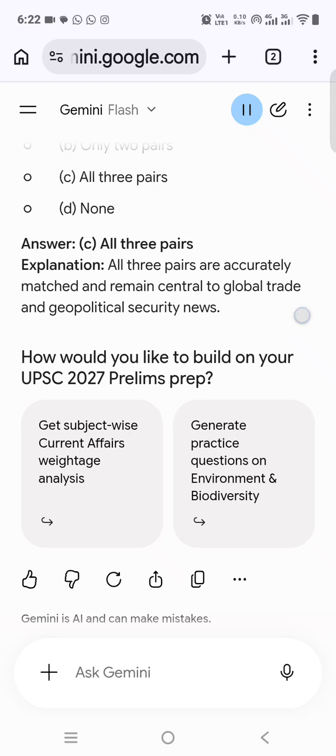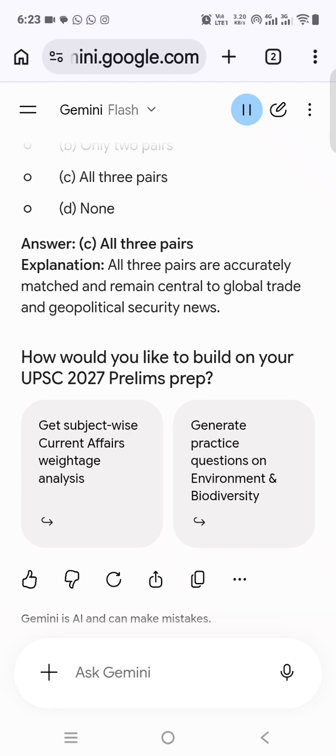5. International Relations and Geography, Geopolitics and Maritime Logistics. Q5. Consider the following pairs of strategic waterways and their connecting bodies. Waterway, connecting bodies of water. 1. Bab el-Mandeb Strait: Red Sea and Gulf of Aden. 2. Strait of Hormuz: Persian Gulf and Gulf of Oman. 3. Kerch Strait: Black Sea and Sea of Azov. How many of the above pairs are correctly matched?